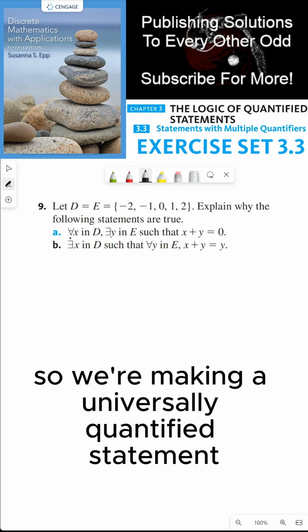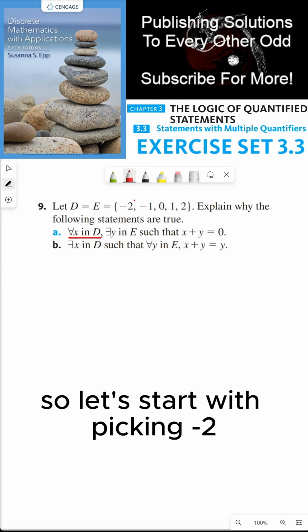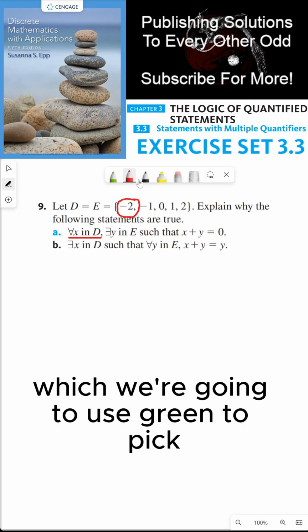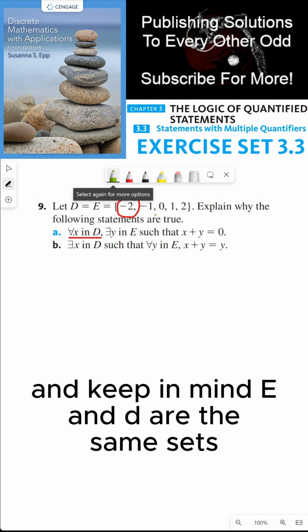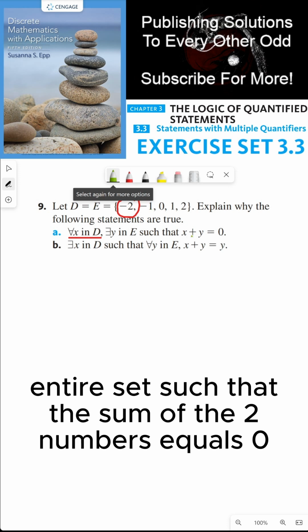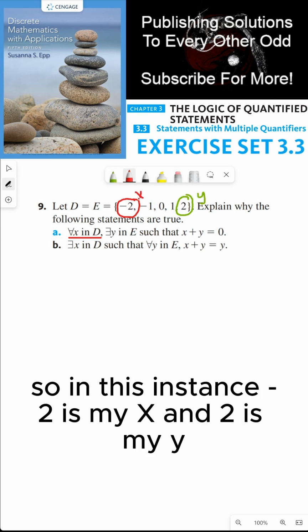So we're making a universally quantified statement about all of the elements in D. So let's start with picking -2. Is it true that there exists a y in E, which we're going to use green to pick? And keep in mind, E and D are the same sets. So can we find a number in this entire set such that the sum of the two numbers equals 0? And the answer is yes. So in this instance, -2 is my x and 2 is my y.